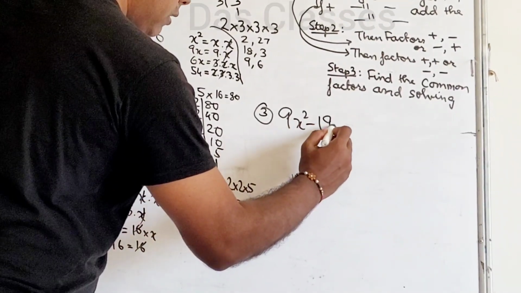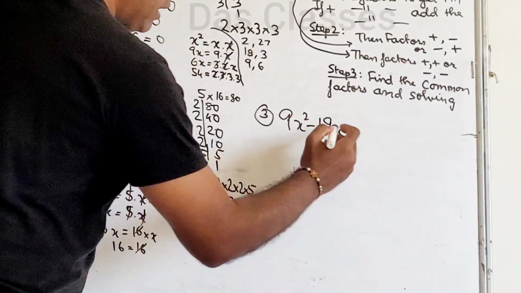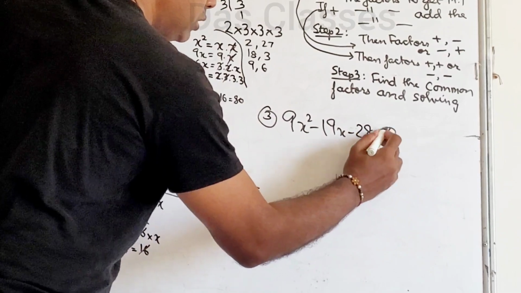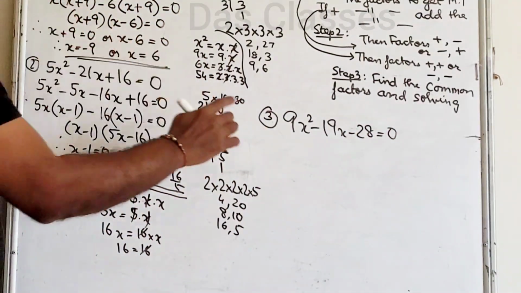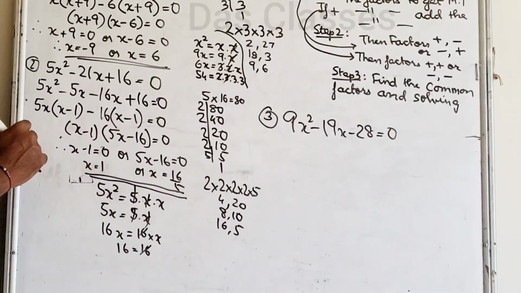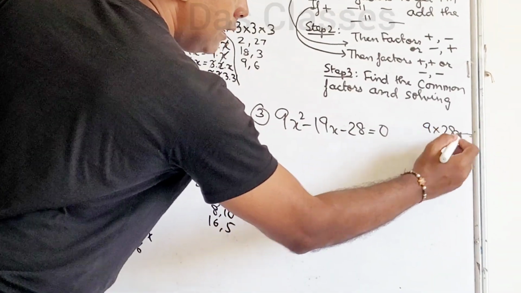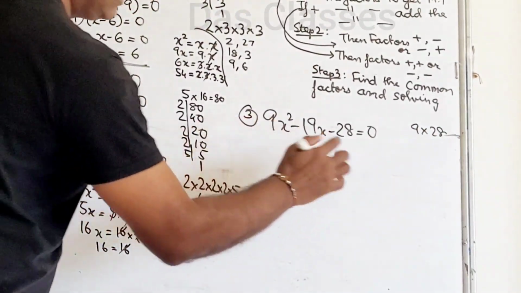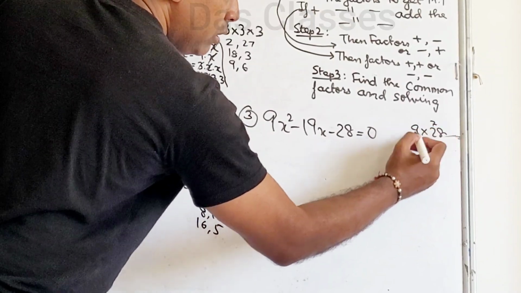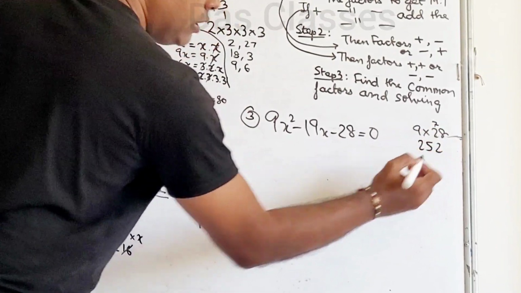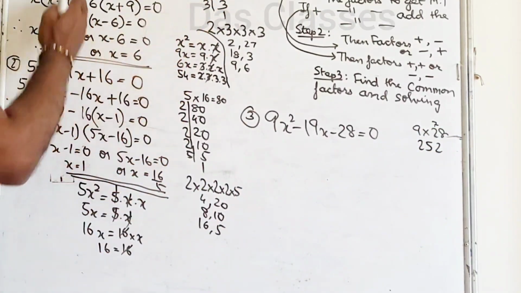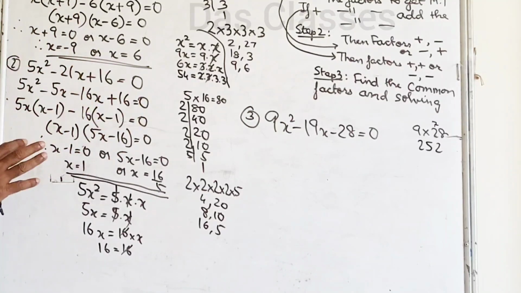Let's take another example to make the concept really strong. 9x square minus 19x minus 28 is equal to 0. Again, see, x square has a coefficient to it. So first we need to multiply those things. 9 into 28. 28 9s is 8 9s is 72, 9 2s is 18, 252. And the rest of the sum, as we did the first sum, same way we have to do it.